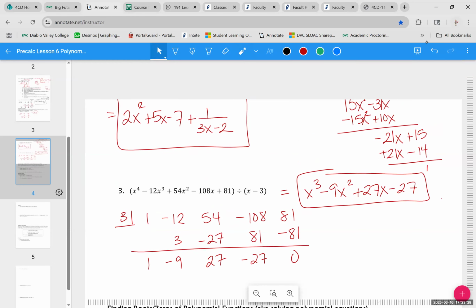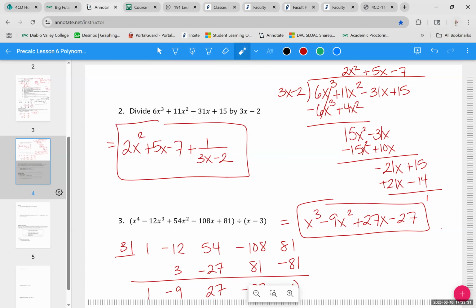But for number 2, I was not able to use synthetic division because of that 3 in front of the x. It doesn't say ax minus r, it's just x minus r. So if I have a number in front of the x, I'm stuck using that long division process. So I set that up over here. And I've continued by taking 6x cubed divided by 3x, wrote the 2x squared up top, and then multiplied 2x squared by both 3x and negative 2. Change the signs and add.